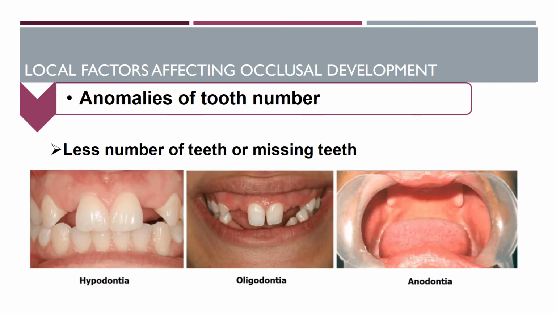The other anomaly of the tooth number is the lesser number of teeth, or missing teeth. Congenitally missing teeth are more commonly seen in comparison to supernumerary teeth. It can be either anodontia, hypodontia, or oligodontia. Anodontia is characterized by congenital absence of all primary or permanent teeth. It is divided into two subdivisions, either complete absence of teeth or partial absence of teeth. In hypodontia, there are usually one or two permanent teeth missing, while oligodontia is the congenital absence of 6 or more teeth.